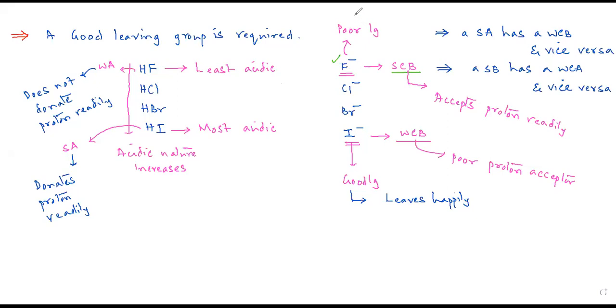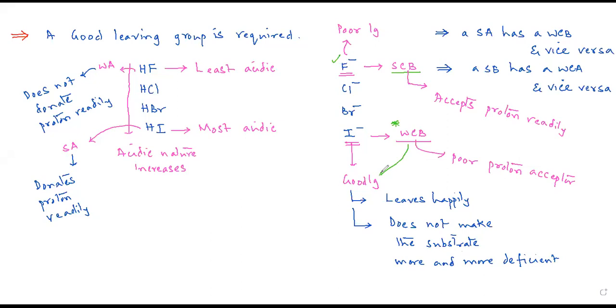But whereas I minus, being less electronegative, does not make the substrate more and more deficient. So, simply speaking, a good leaving group is the one which is a weak conjugate base, right? So this is very important.